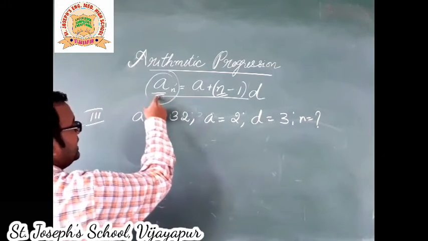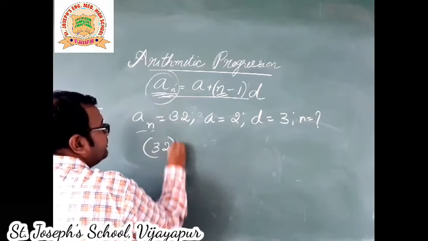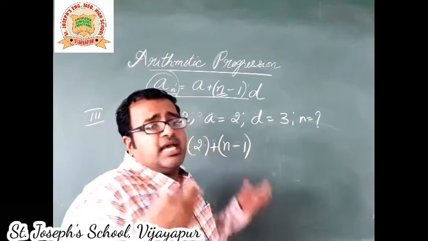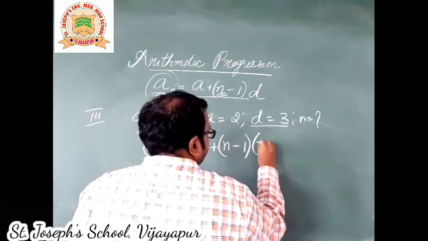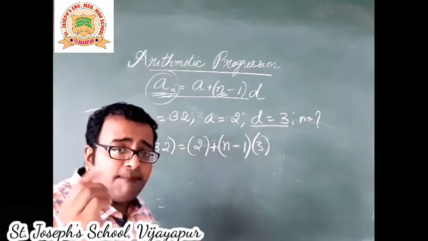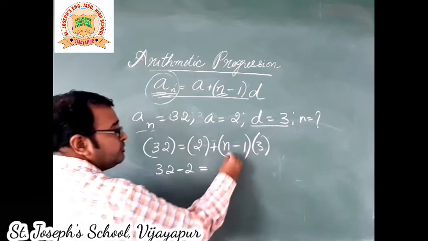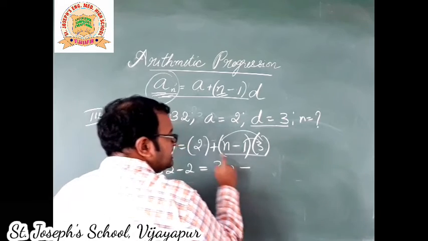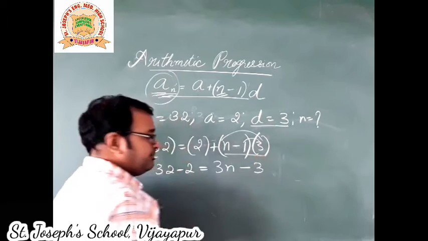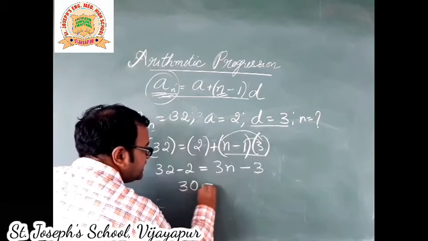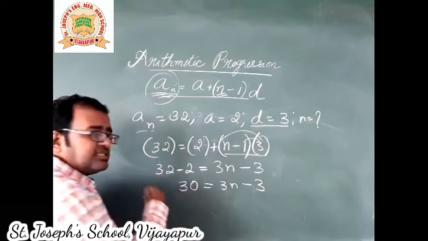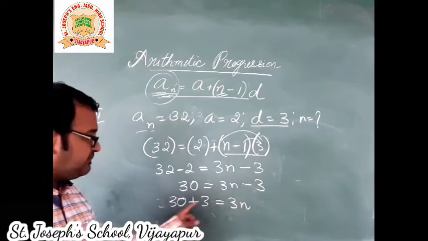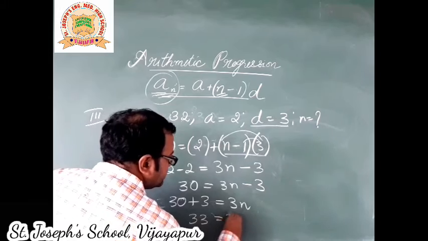Let me note down. n is equal to question mark. Same formula once more. An value is 32, so 32 equals A, which is 2, plus n minus 1, which remains as it is because I don't know n, into d, which remains 3. Simplification. Plus 2 comes to the other side, becomes minus 2. 32 minus 2 is equal to, here apply the distributive property, 3 into n, 3n, minus 3, plus into minus, 3 ones are 3. Next step, 32 minus 2 is 30, equal to 3n minus 3. Minus 3 comes to the other side, becomes plus 3. So 30 plus 3 is equal to 3n. 30 plus 3 is 33. So 33 is equal to 3n.